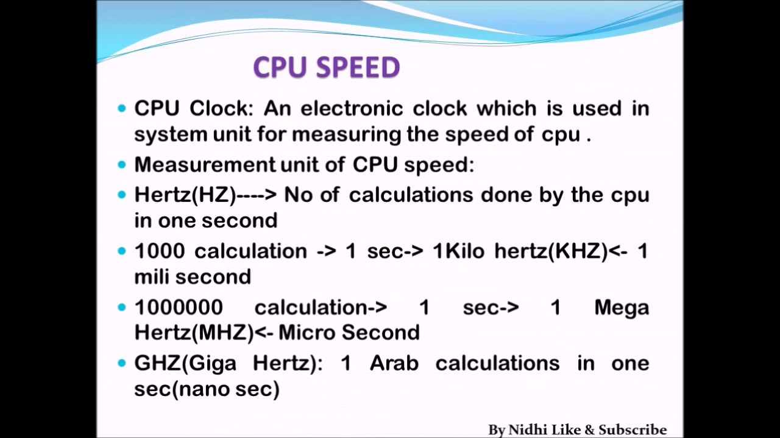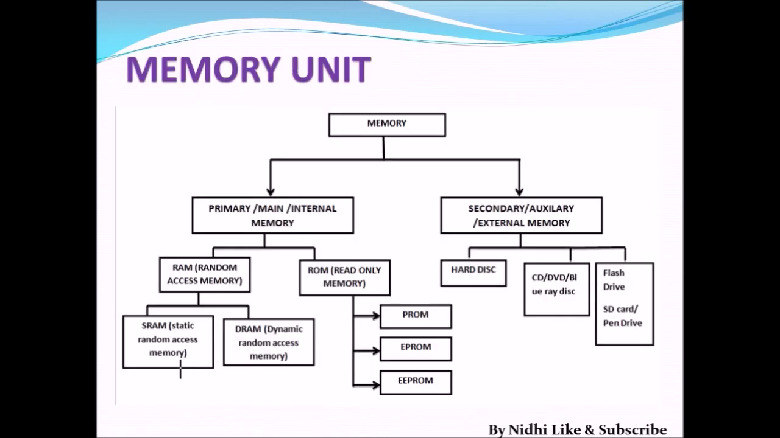Next is memory unit. Memory is categorized into mainly 2 parts, primary memory or secondary memory. Primary memory is also known as main memory, internal memory, and secondary memory is also known as auxiliary memory or external memory. One more memory is also there, that is known as cache memory, and sometimes it is counted in primary memory, but we can represent it separately also.